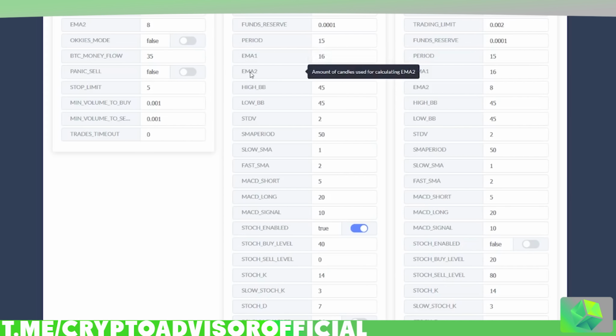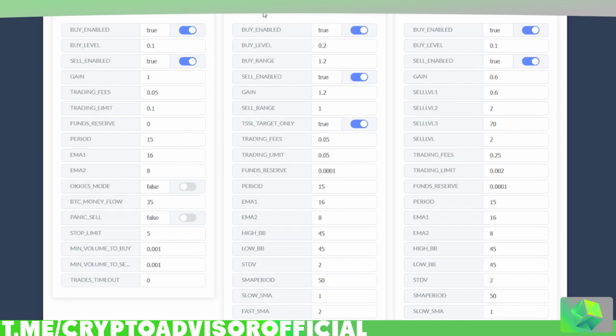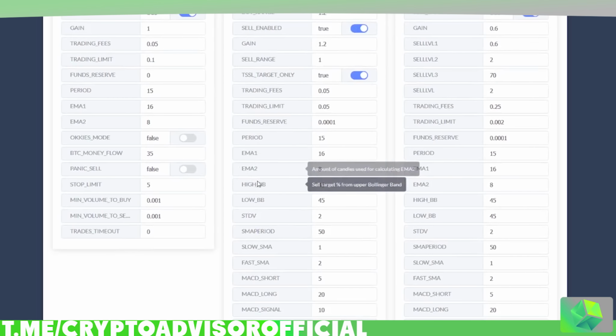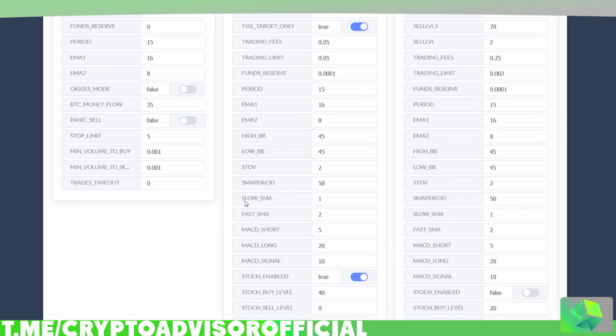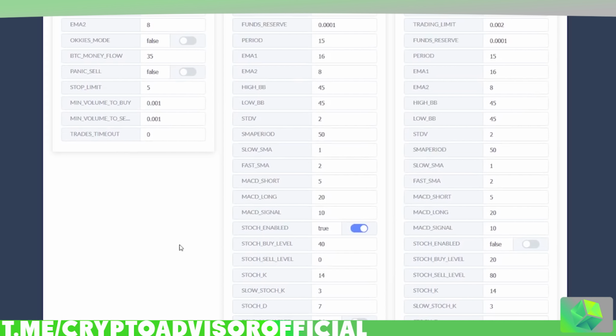Then you have the EMA settings. I'm not even going to talk about that. That's just basic EMA. Then you have Bollinger Band settings. Once again, we are using TSSL, so it does not take into account Bollinger Bands. You can just ignore this. You can also ignore the SMA settings here and the MACD settings, actually, since you are using TSSL.